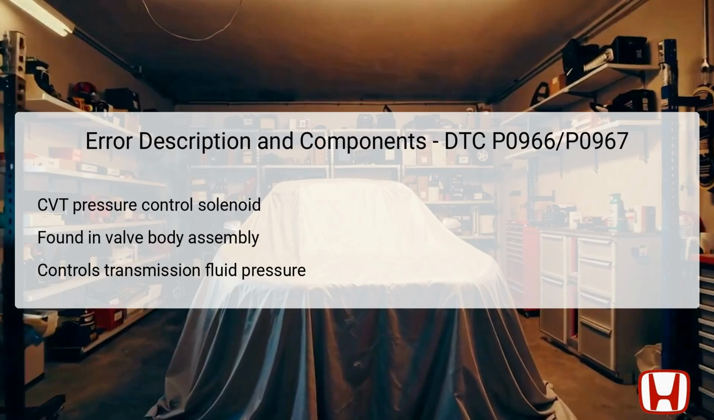On the other hand, DTC P0967 signifies that the TCM has detected an overcurrent condition at the same solenoid for a specified duration. Both issues can adversely affect the operation of the vehicle by disrupting the fluid pressure, leading to potential transmission slipping or erratic performance. The exact location of the solenoid valve within the valve body assembly is important for effective troubleshooting and repair.